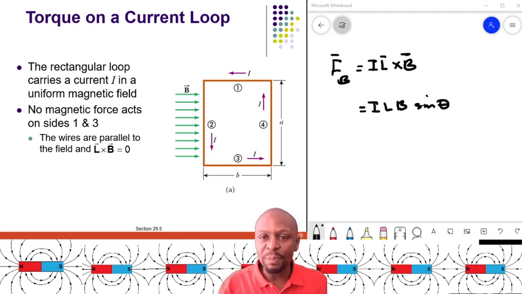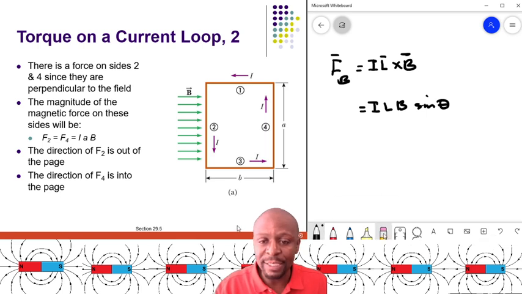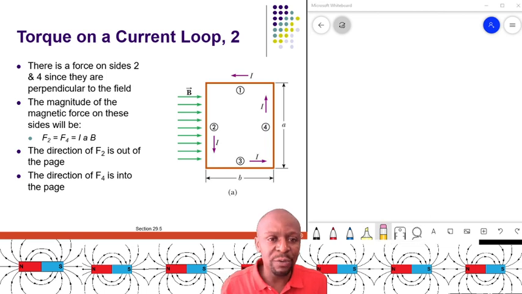Now, we are only going to be calculating the force on side 2 and then side 4, which is this side and that side. And the current here is going down, while the current on the other side is going up. Now, in that case, there is a force on side 2 and side 4 since they are perpendicular to the field. And that is actually the maximum force because they are perpendicular to the field. And the sine of 90 degrees is a maximum, or is just equal to 1. Now, in that case, the magnitude of the magnetic force on these sides will just be given by this equation here. That is just going to be I times AB.